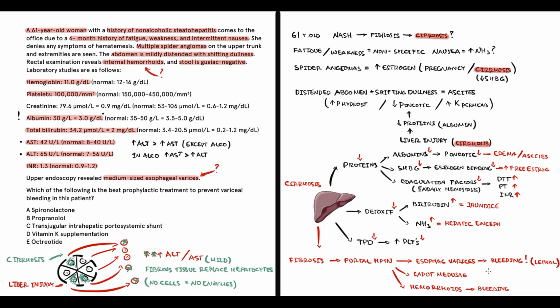So the question asks us how we can prevent bleeding from esophageal varices, and as a prophylaxis, we prescribe non-selective beta blockers such as propranolol. But if esophageal varices are already ruptured and bleeding is ongoing, in this case, the correct answer will be octreotide.